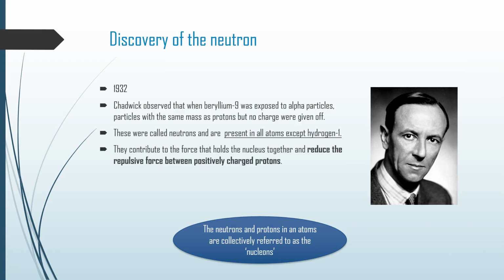Okay, so as I said before, the neutrons and protons in atoms are known as the nucleons, and the neutrons really help to reduce the repulsion between the positive charges in the nucleus. If you think we have a lot of positive charges grouped together, and therefore that means that they would normally repel each other. Okay, so the neutrons actually distribute that charge a bit better and make this nucleus more stable.